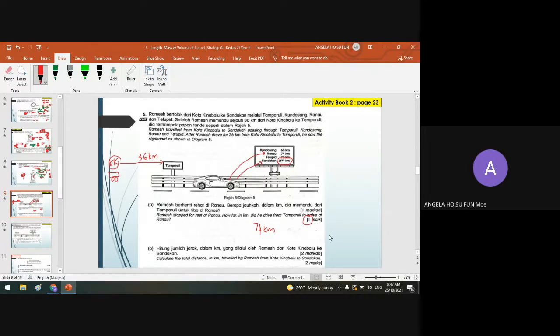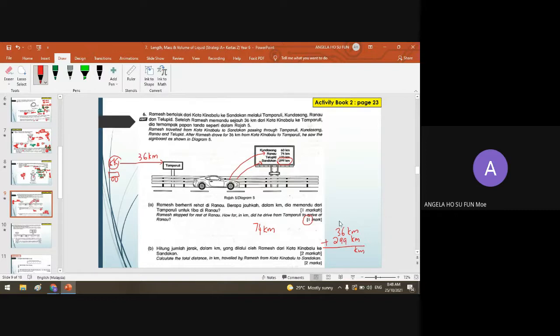Very good. Okay, so you plus, because this one from KK to Tampaluri is already 36. He already drove 36 km. Then he stopped here, was looking at the board. Oh, if I'm in Tampaluri, I need to go to Sandakan. I need to travel 299 kilometer again. I already drove 36 kilometer, so I have to plus all together. 36 kilometer plus 299 kilometer, all together in kilometer.